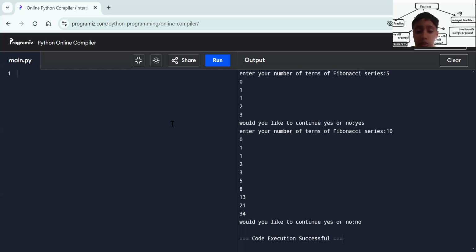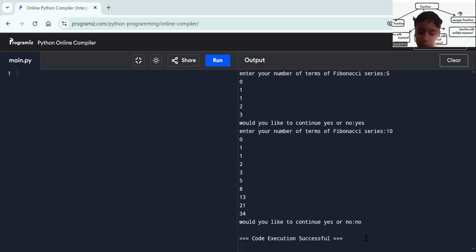Okay? So here's the question for the day today, okay? I enter the number of terms of the Fibonacci series. Then I have to write the whole Fibonacci series. I'm not asking for a specific term, like what's the fifth term, but showing all the terms. Exactly.